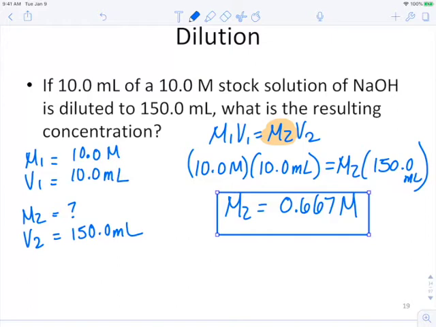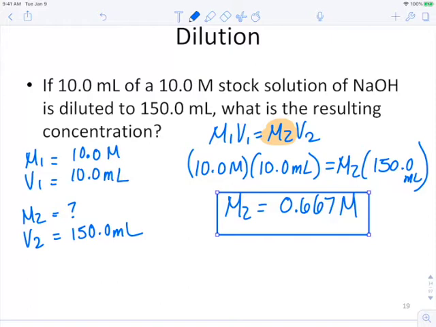Questions on anything here? And you call it molarity or molar? No, not molar. We refer to it as molarity, but you can also refer to it as molar, so there's different parts of speech. So I could say this is a 0.667 molar solution, or the molarity is 0.667.